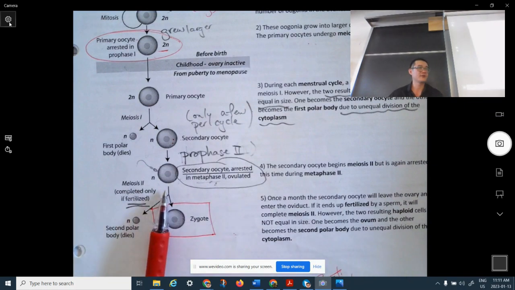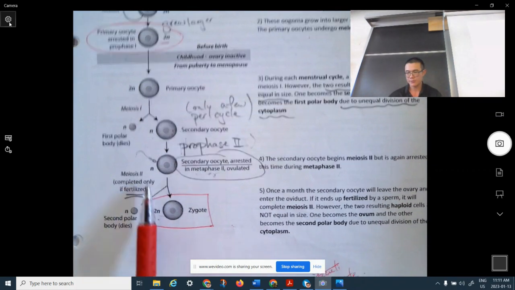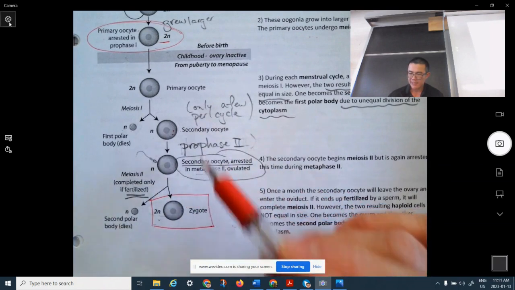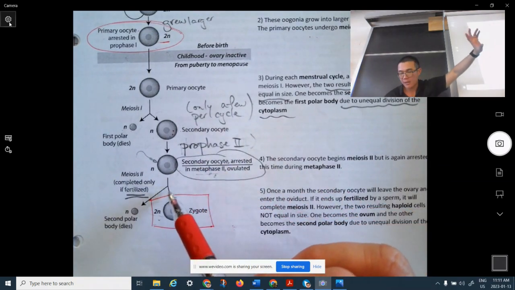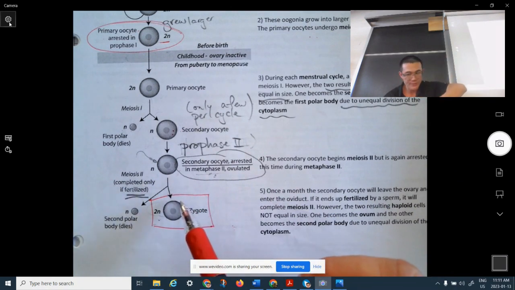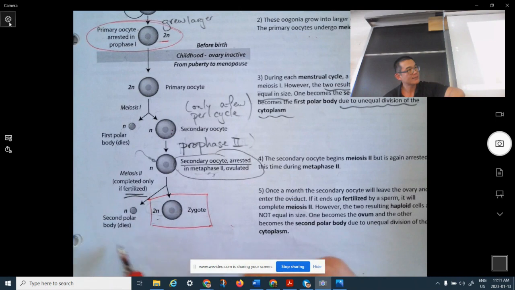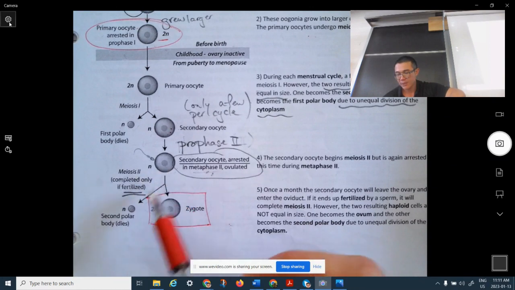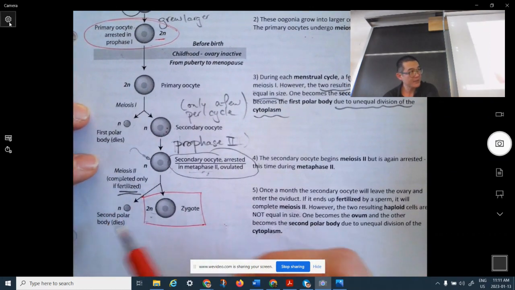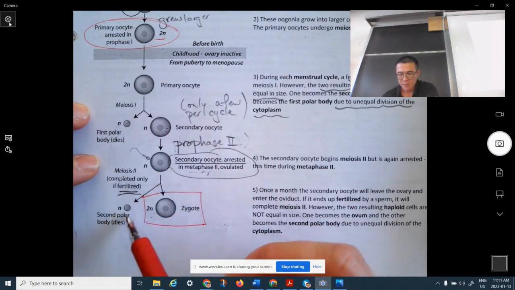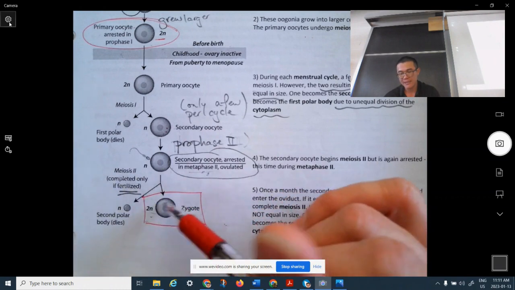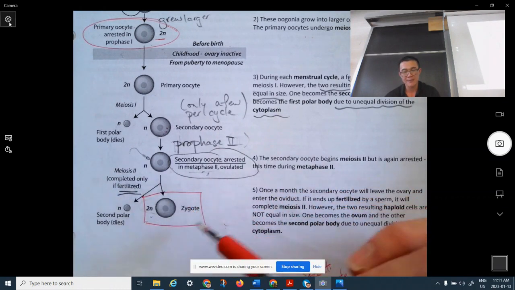Now, if there is fertilization, then this secondary oocyte will actually complete the rest of the meiosis. Now you'll have a second polar body. It wouldn't receive any of the DNA from the sperm, but the rest of that becomes the second polar body, and then you end up with the germ cell being fertilized and becoming a zygote.